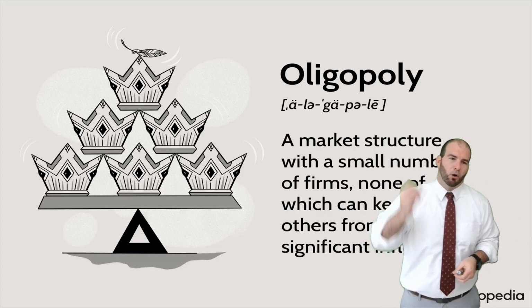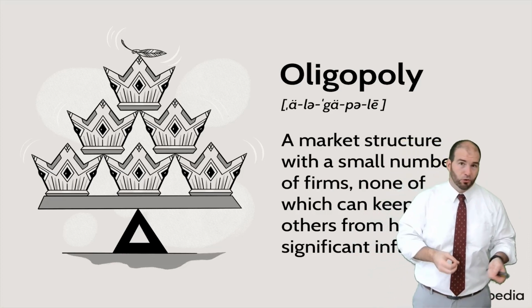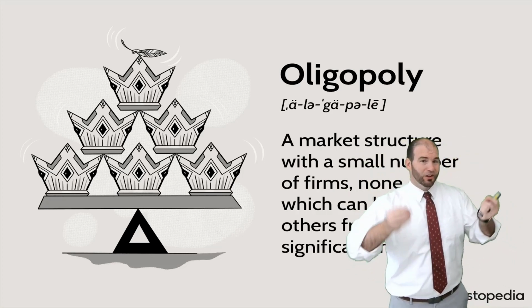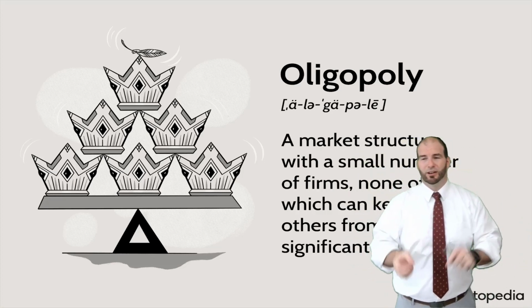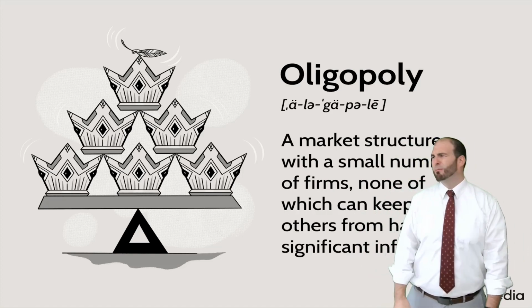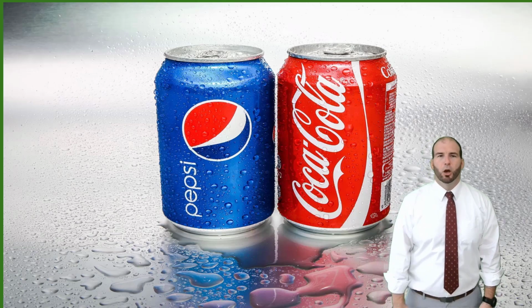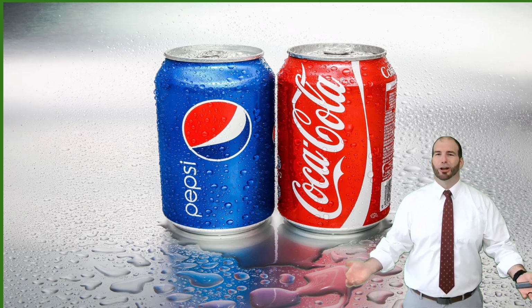So this is a market structure with a small number of firms or a small number of businesses, none of which can keep the others from having significant influence. What does that mean, Mr. Wagstaff? Coke and Pepsi. That's an oligopoly.